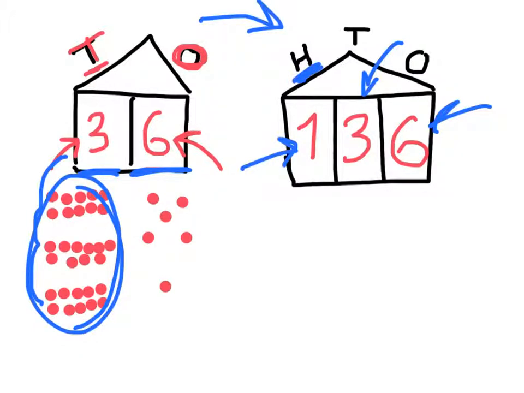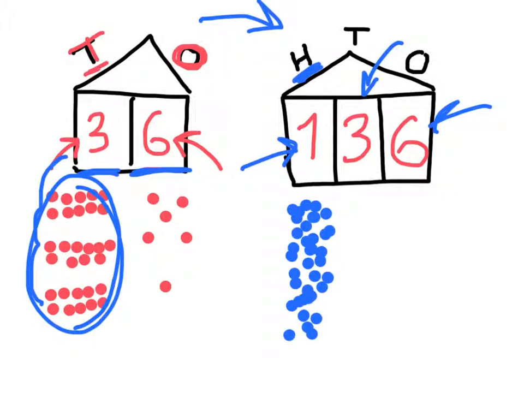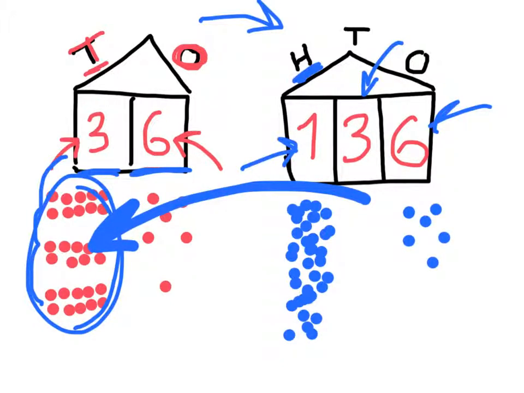So if I was to draw this number, well, that would take me a long time. I don't know if I'm going to have enough time. Let's see. 1, 2, 3, 4, 5, 6, 7, 8, 9, 10, 11, 12, 13, 14, 15, 16, up to 100. Right, so we've got 100 there. Then we've got our 30, which is the same as over there, so I won't draw it. And our 6, 1, 2, 3, 4, 5, and 6.